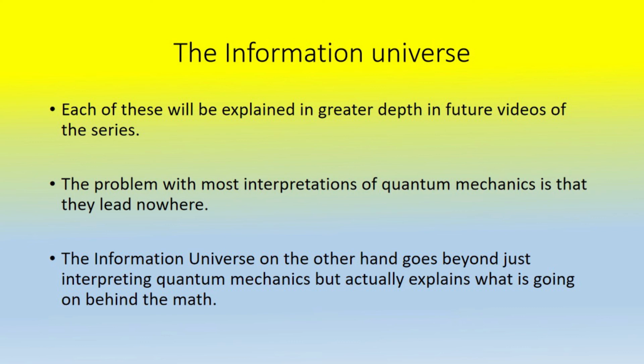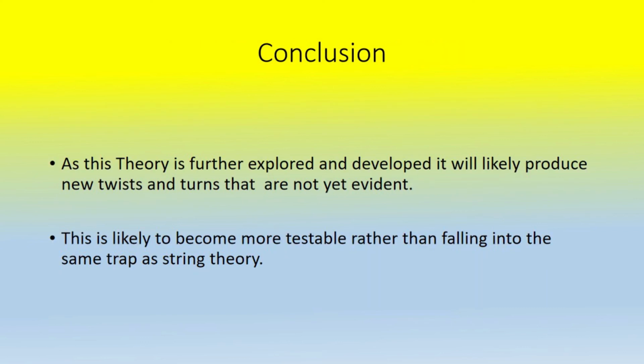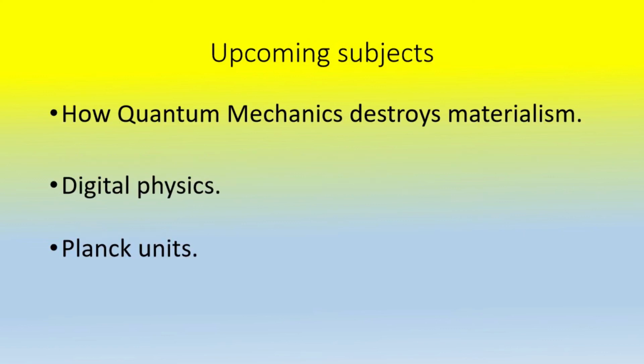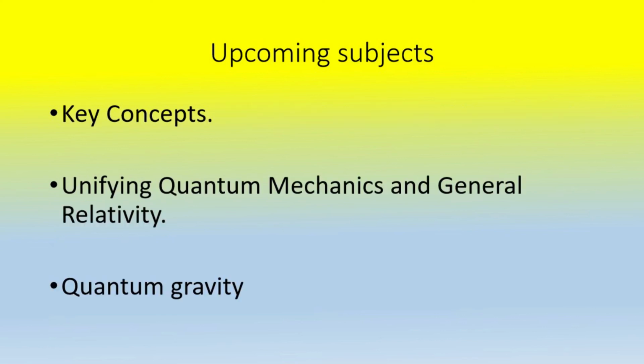The problem with most interpretations of quantum mechanics is that they lead nowhere. The information universe, on the other hand, goes beyond just interpreting quantum mechanics, but actually explains what is going on behind the math. As this theory is further explored and developed, it will likely produce new twists and turns that are not yet evident. This is likely to become more testable rather than falling into the same trap as string theory. Upcoming subjects include how quantum mechanics destroys materialism, digital physics, Planck units, key concepts, unifying quantum mechanics and general relativity, and quantum gravity.